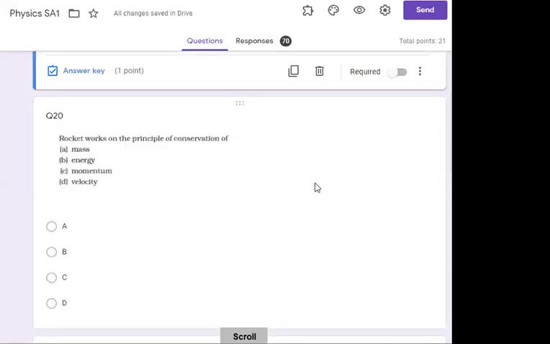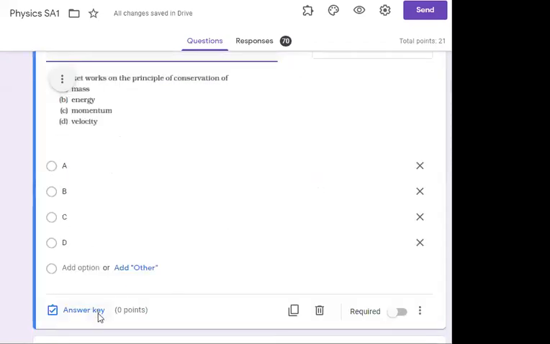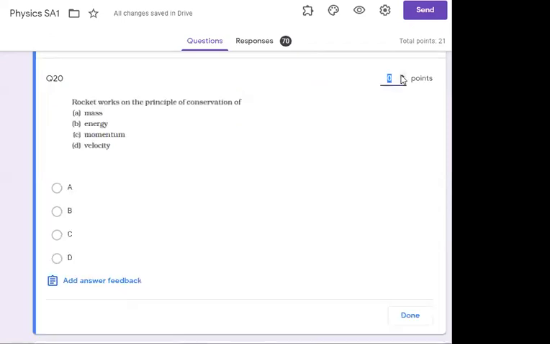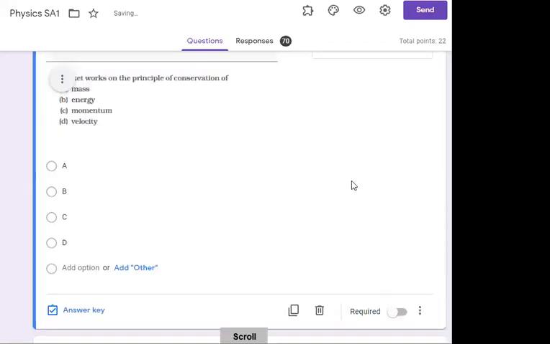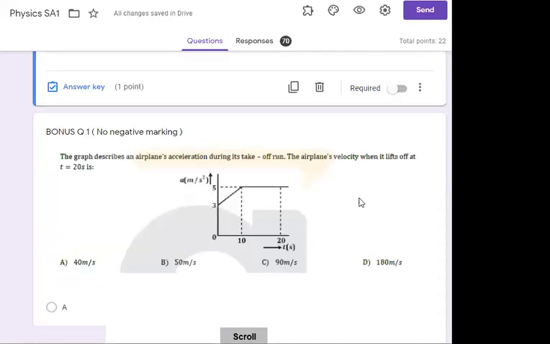21. Rocket works on the principle of the conservation of... ये भी बहुत easy question दिए थे मैंने. Rocket works on the principle of conservation of... C, momentum. Yes, very good. Momentum है ना, हम लोगों ने बहुत बार किया है momentum. Conservation of momentum. Very good अनघा, very good दर्शन. है ना? So ये हो गया एक bonus question का शायद.